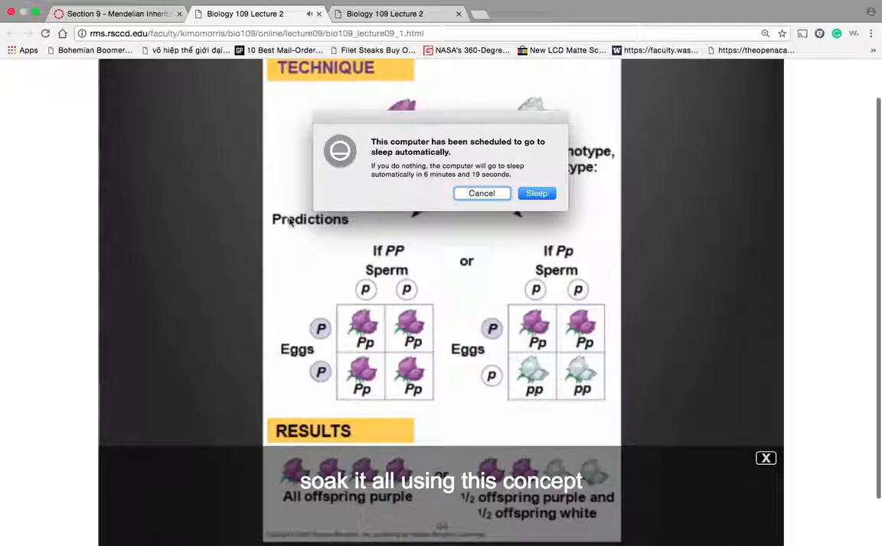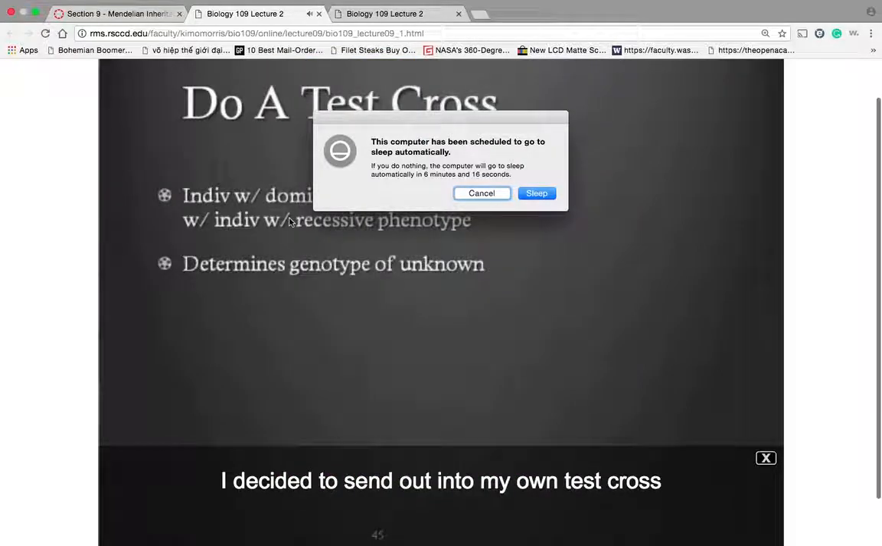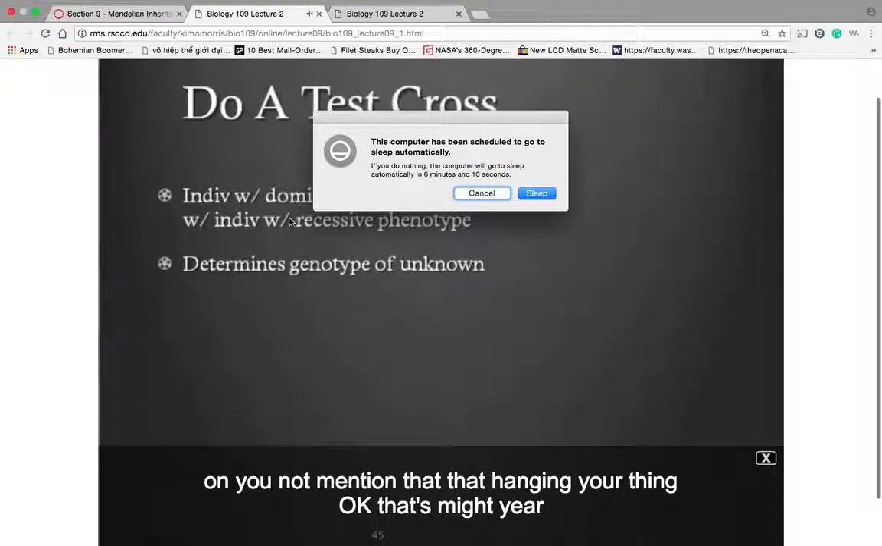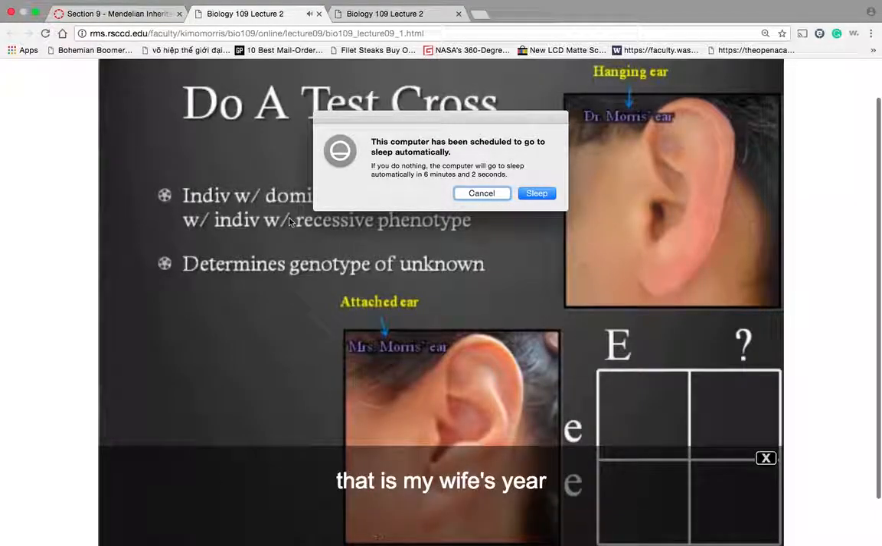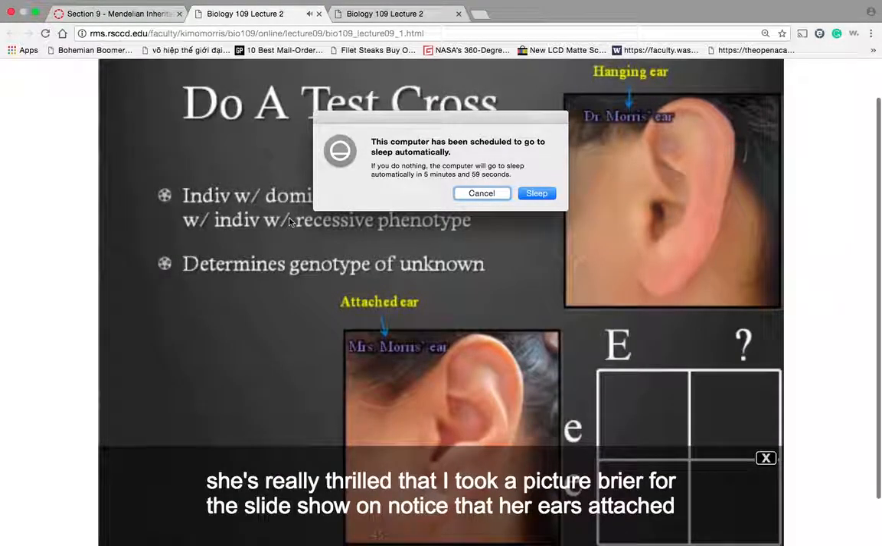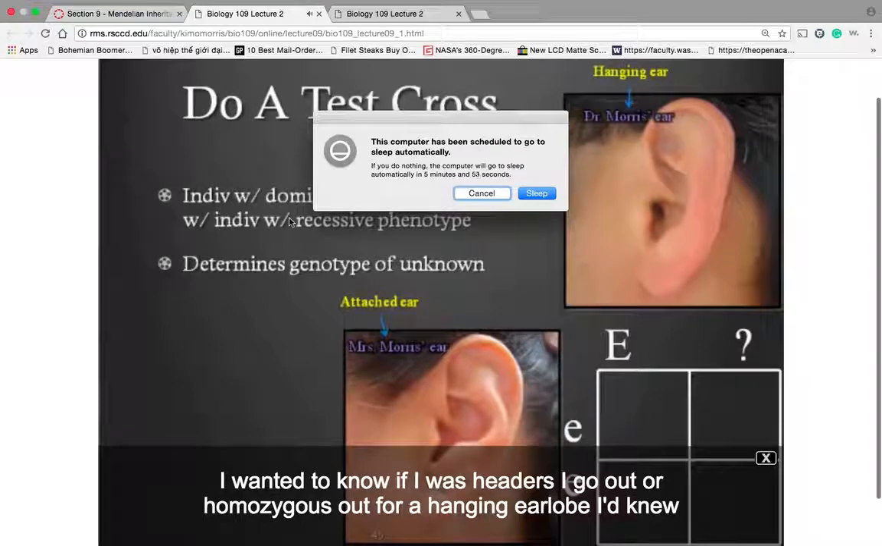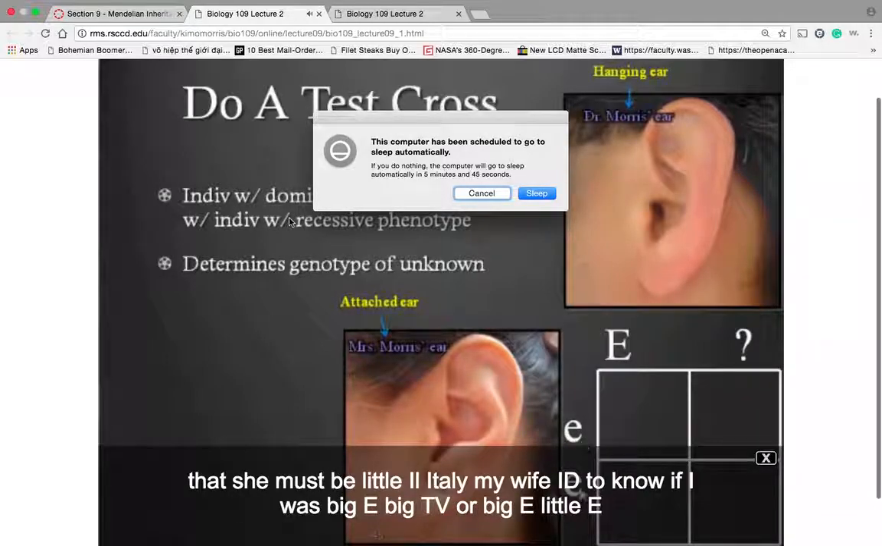So, using this concept, I decided to set out and do my own test cross. I mentioned that hanging ear thing. Okay, that's my ear. Yes, that's my actual ear. Notice that I have a hanging earlobe. That is my wife's ear. She was really thrilled that I took a picture of her ear for this slideshow. Notice that her ear is attached. I wanted to know if I was heterozygote or homozygote for a hanging earlobe. I knew that she must be little e, little e, my wife. I didn't know if I was big E, big E, or big E, little e.